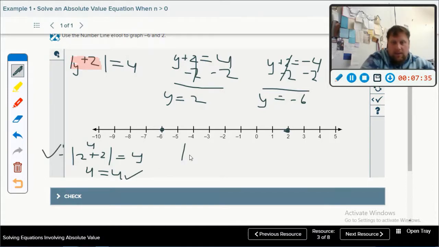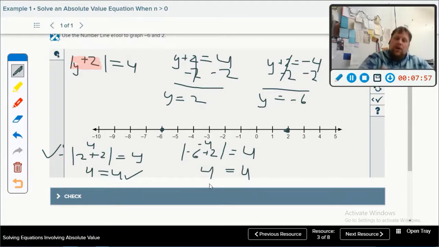I'm going to have the absolute value of negative 6 plus 2 equals 4. And let's just write down the equals 4 and see what happens. What's negative 6 plus 2? Well, that's negative 4, right? So what is negative 4? Absolute value of negative 4 is positive 4. Look at that, it works.